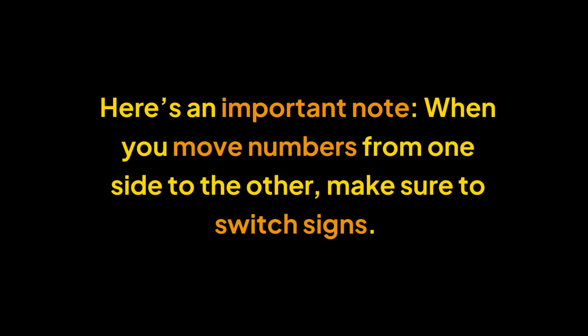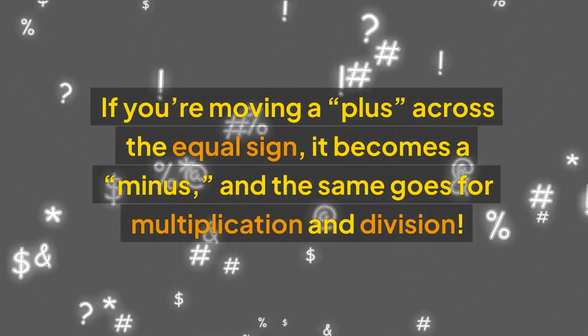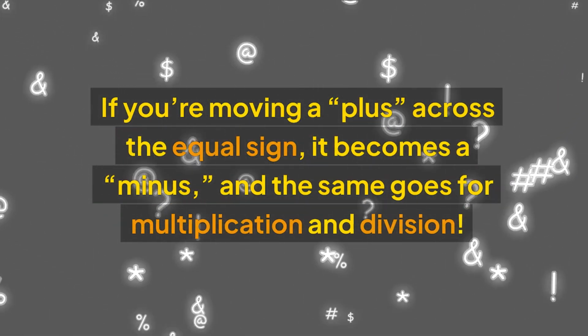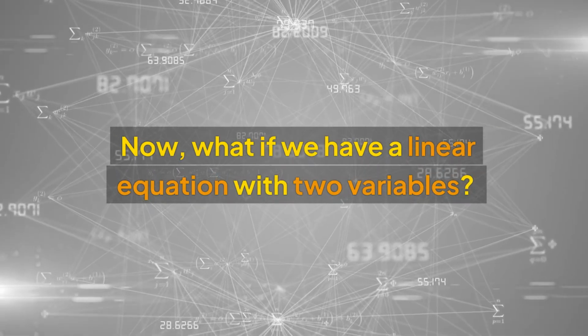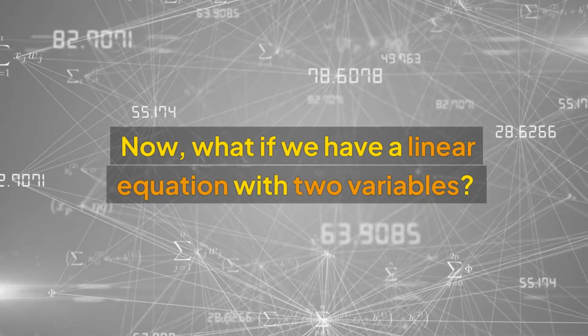Here's an important note. When you move numbers from one side to the other, make sure to switch signs. If you're moving a plus across the equal sign, it becomes a minus, and the same goes for multiplication and division. Now, what if we have a linear equation with two variables?